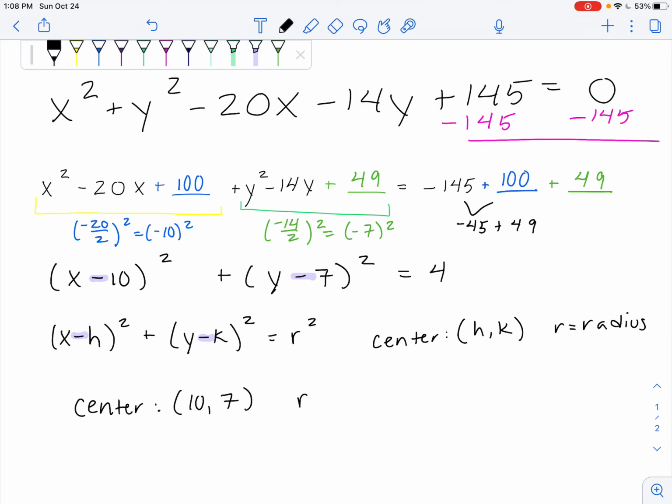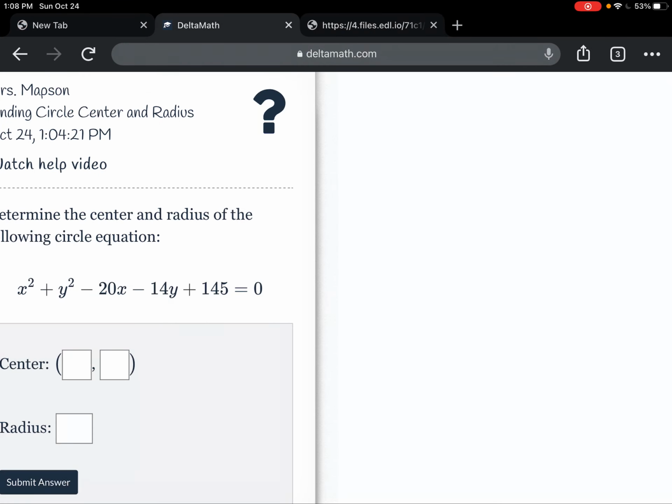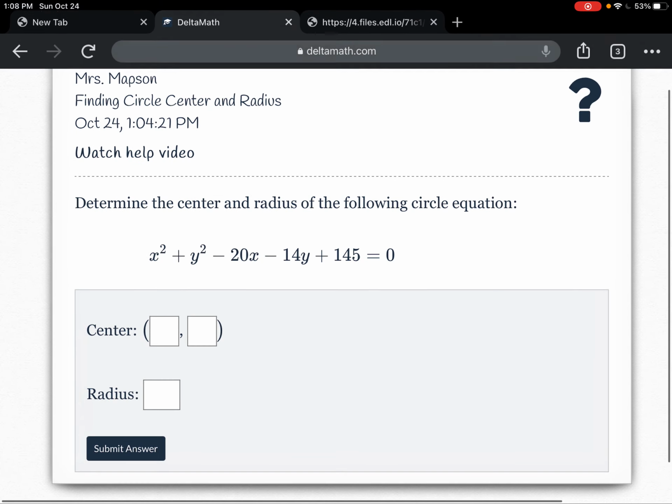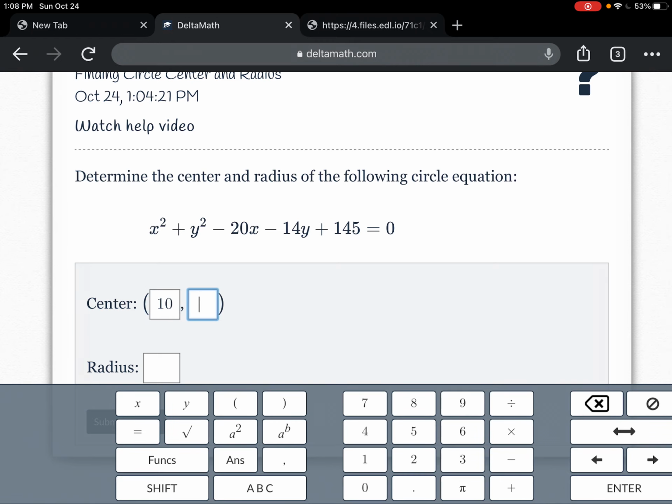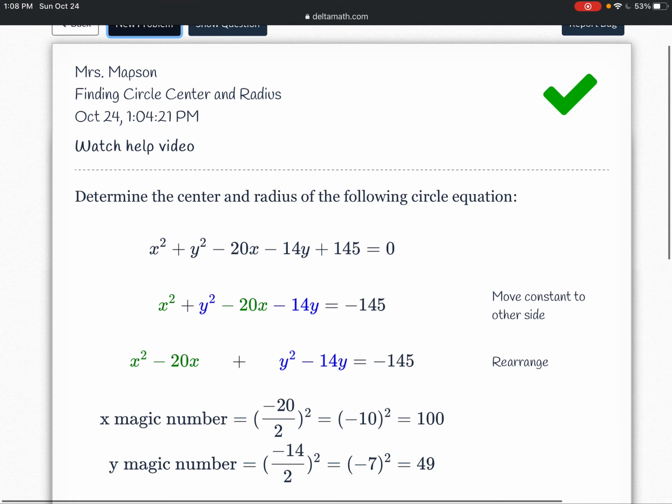And then my radius here, right, so my radius squared according to my equation is 4, so that tells me my radius is going to be equal to 2. So I'm just going to go back over to Delta Math. So our center was 10, 7, and our radius was 2. And we have it all right.